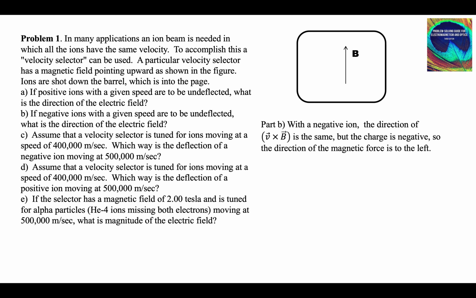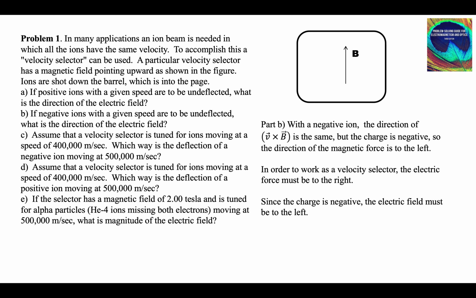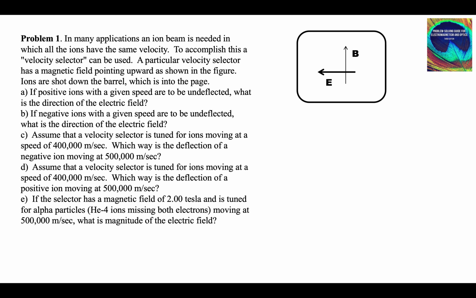If it's going to work as a velocity selector, the electric force must be to the right. However, the charge is negative. If the charge is negative, the electric field must be to the left, as shown in the diagram. So it's the same as part A. In order to work as a velocity selector, the electric field is to the left for both negative and positive ions.